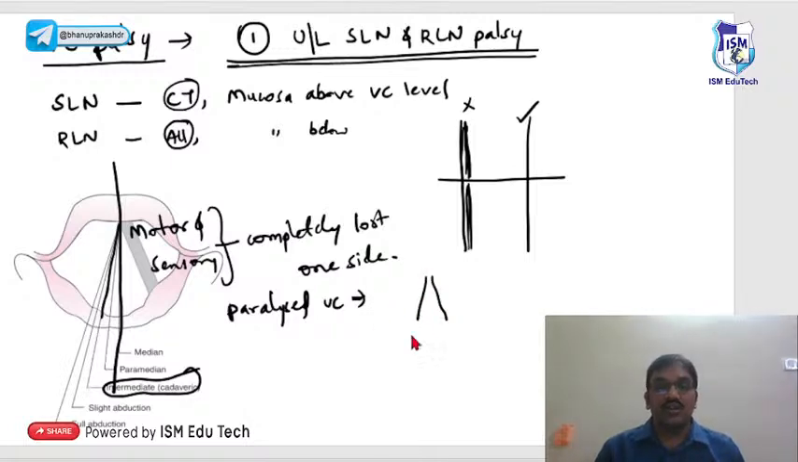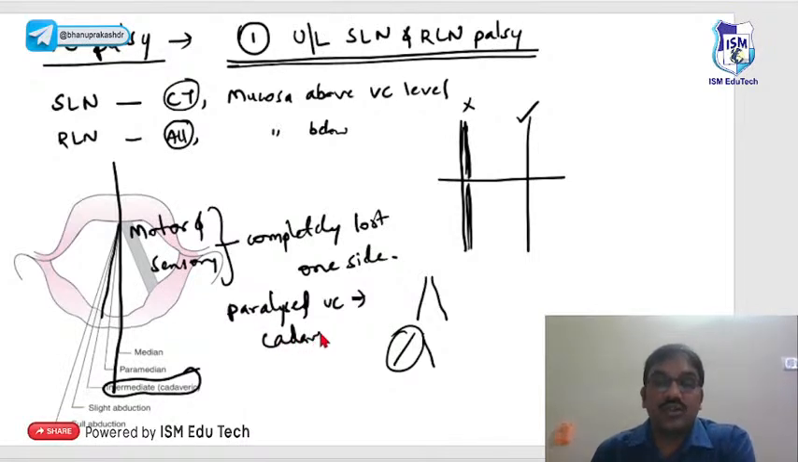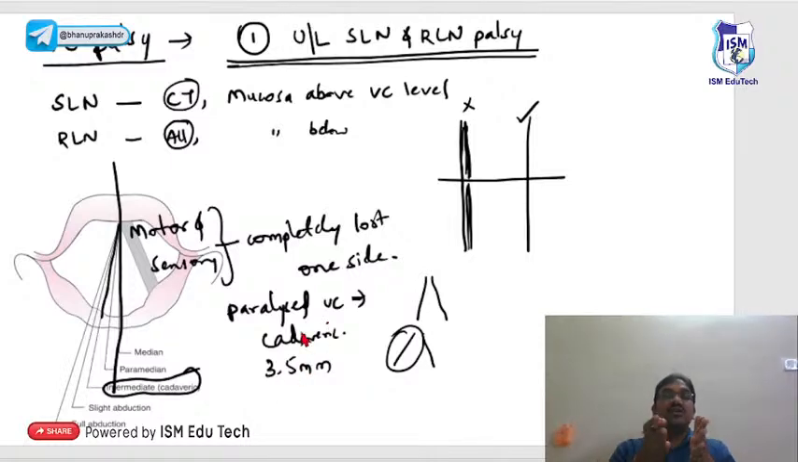If you take this vocal cord position, this will be lying like this and this will be lying like this, right? So if the left is paralyzed, in this case, what happens? Okay, cadaveric position. What is this exactly? Cadaveric position means the cord is exactly 3.5 millimeters away from the midline. That is the cadaveric position.